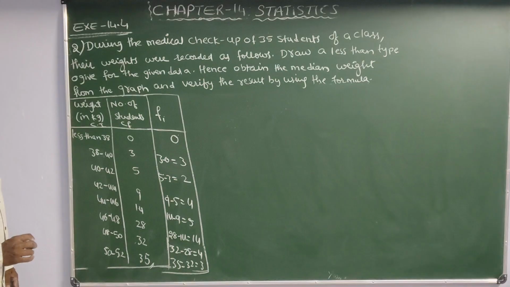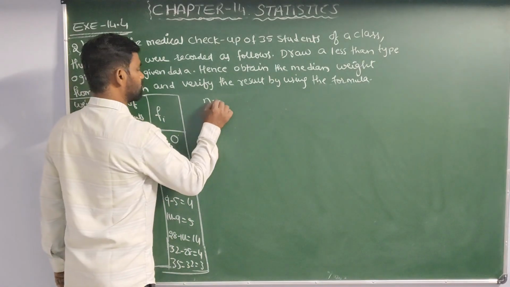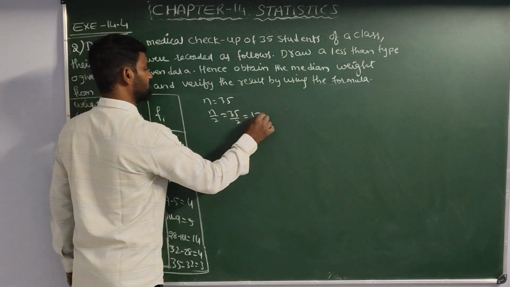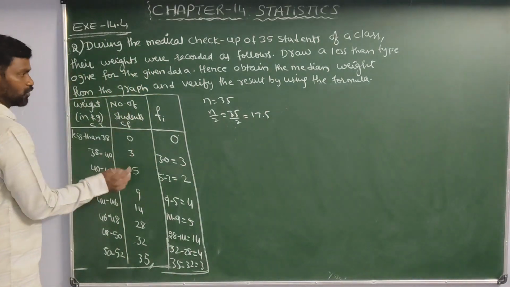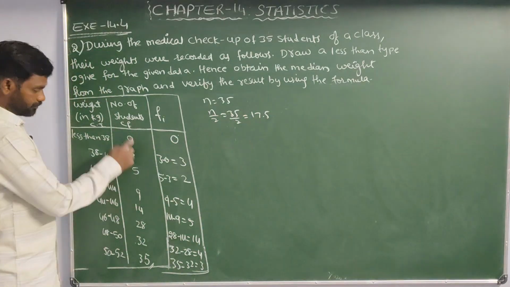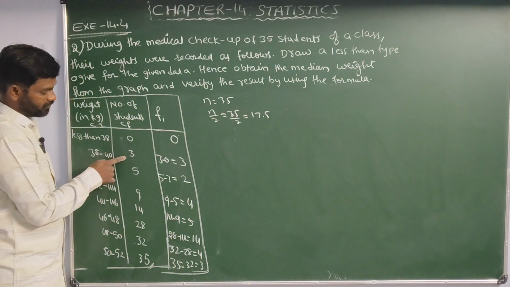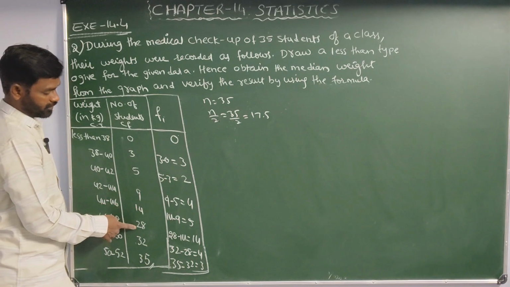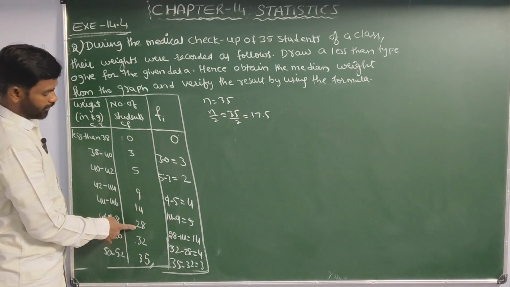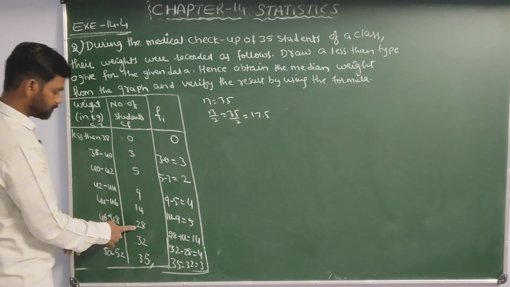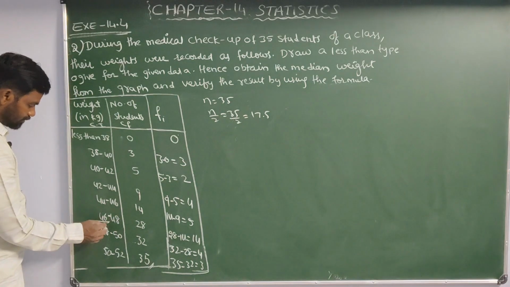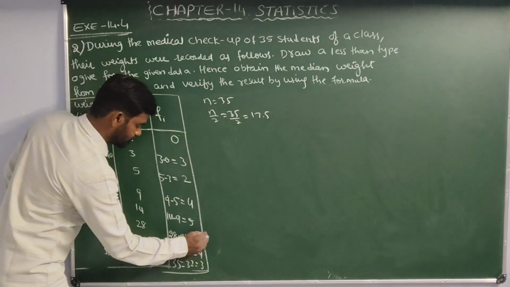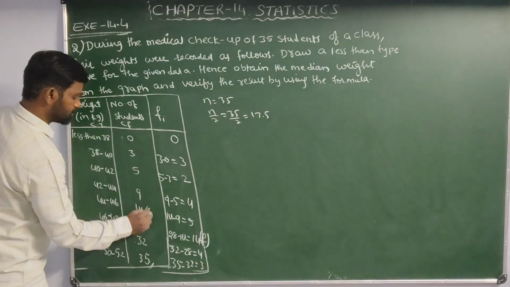Next, what is the N value? N is equal to 35. Then N by 2 is equal to 35 by 2, that is equal to 17.5. So where do we get this 17.5? Observe in the cumulative frequency. Here it ends up to 14 only, so 17.5 will be here at 28. So this is the class containing the median, the lower limit L, and this is F, and above this 28 it is CF.